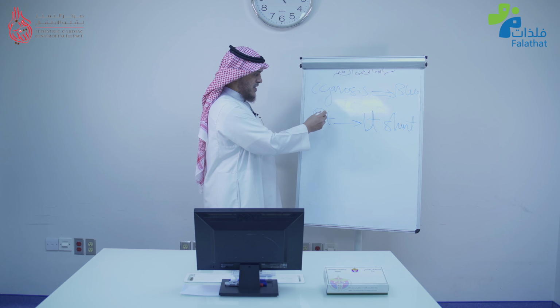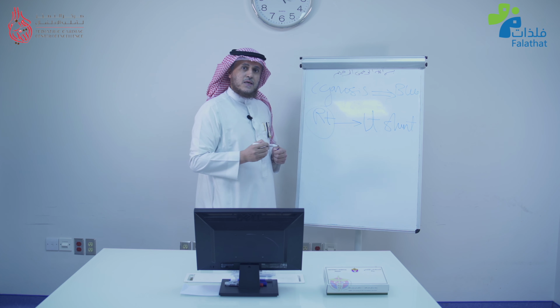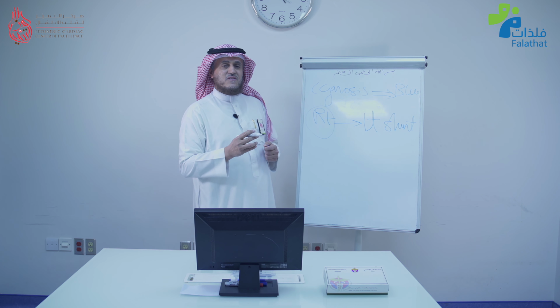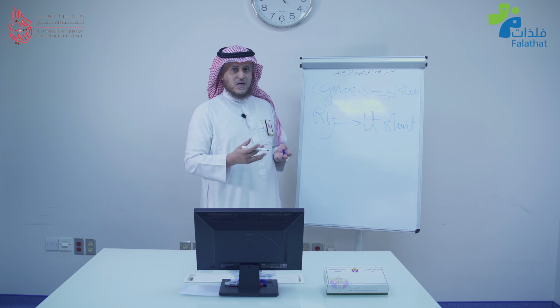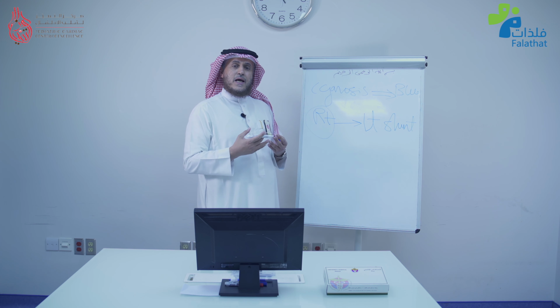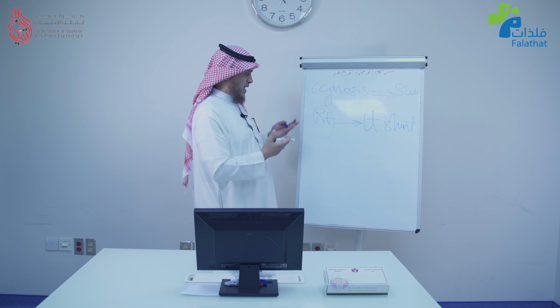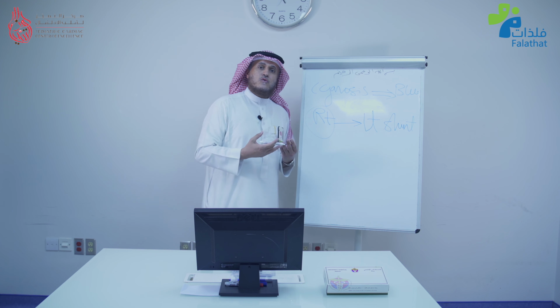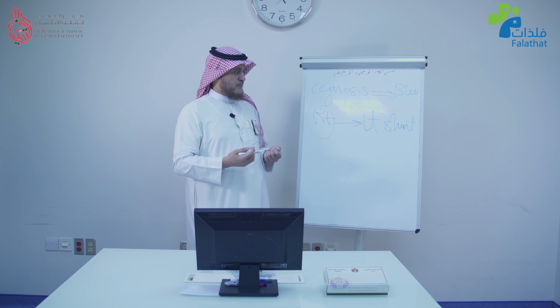Any blood from the right side of the heart is deoxygenated. We know the right side of the heart is composed of the right atrium and the right ventricle, and both receive the blood from the inferior vena cava and the superior vena cava. And I will draw that when I come to specific lesions.